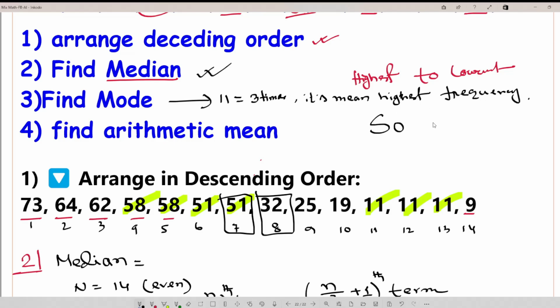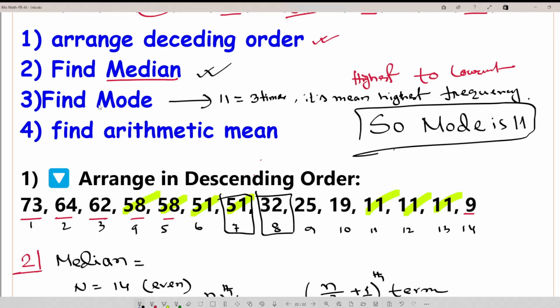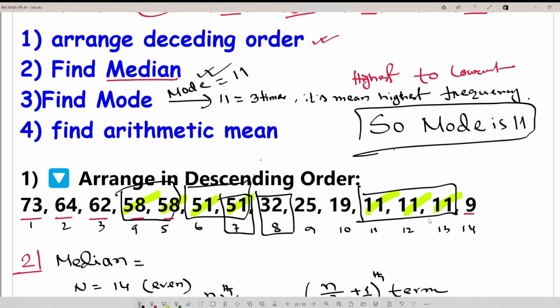So the mode is 11, right? Or you can directly write: mode is 11. Basically we have to find which number's frequency is high. Here 11's frequency is high: 52 occurs 2 times, 51 occurs 2 times, but 11 occurs 3 times. So questions 1, 2, 3 are done.